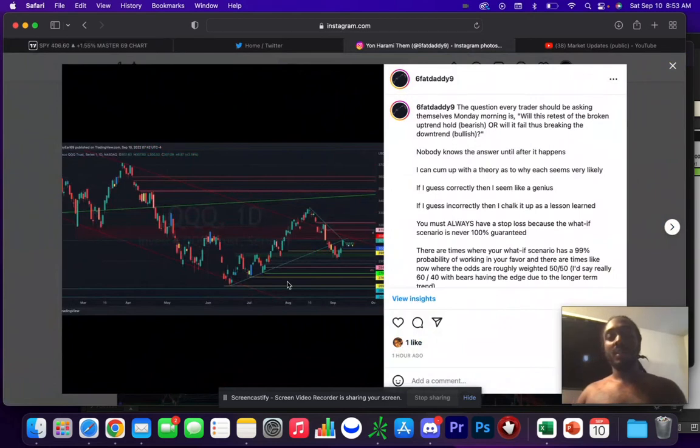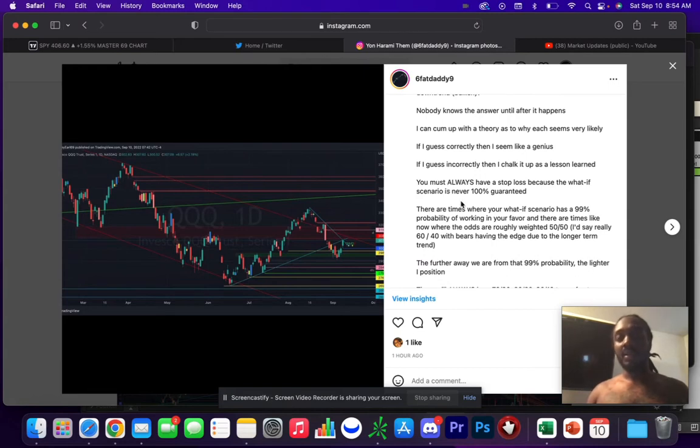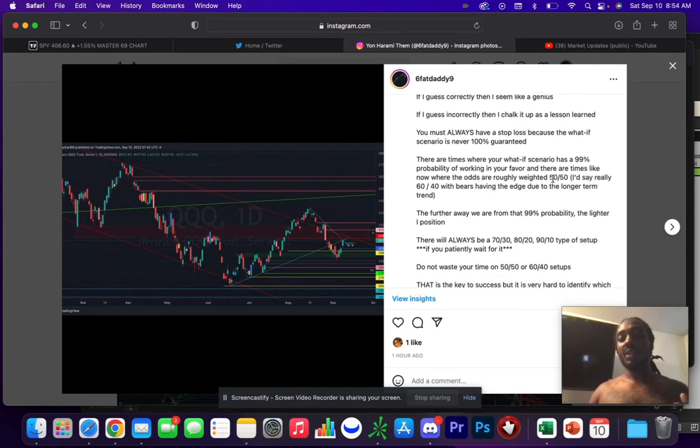I say it leans bearish because say Monday morning comes, looking at QQQ, you've got to ask yourself, will this retest of the broken uptrend hold bearish, or will it fail, thus causing a break of the downtrend? I can come up with a theory as to why each seems likely. I just explained that to you looking at SPY. Same exact concept, except QQQ prices. This is one of those scenarios where you've got to just roughly weight it 50-50, and I really say 60-40, with the bears having the edge due to the longer term trend and the fact that QQQ is just retesting a breakdown.